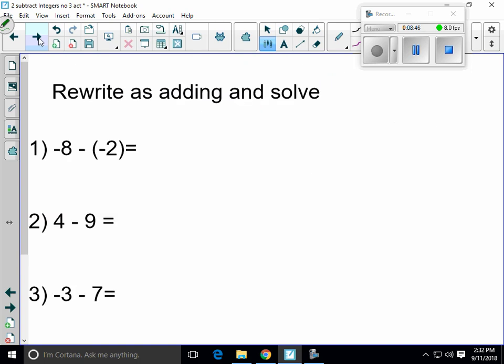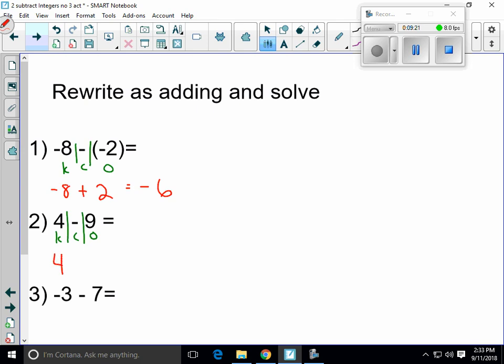Okay, so here are some examples we'll go through. We're going to rewrite them as an adding problem and then solve. Okay, so all of these we're going to do keep, change, opposite. Anytime you have subtraction. Okay, so the first one, keep the -8. Change the minus into plus. The opposite of a -2 is a +2. Okay, so -8 plus 2. I owe 8, I have 2. I'm going to owe 6.